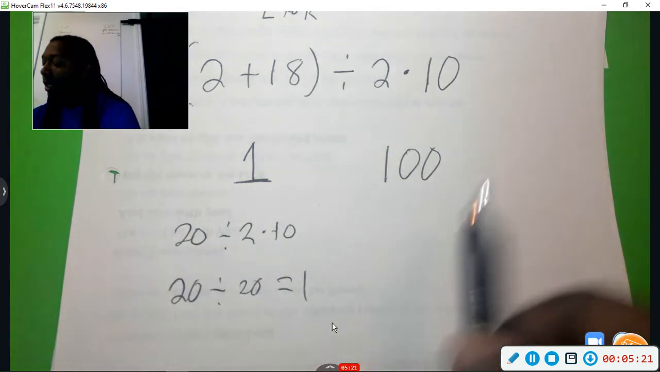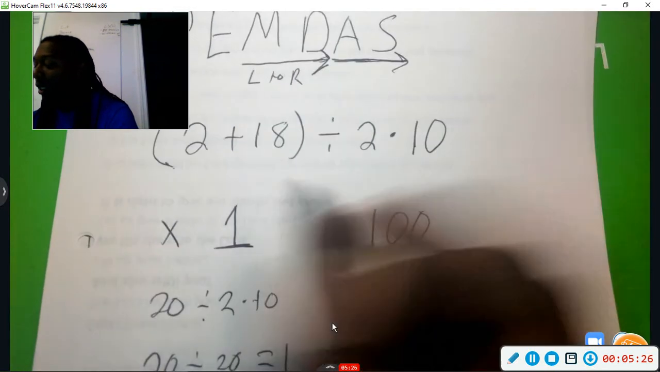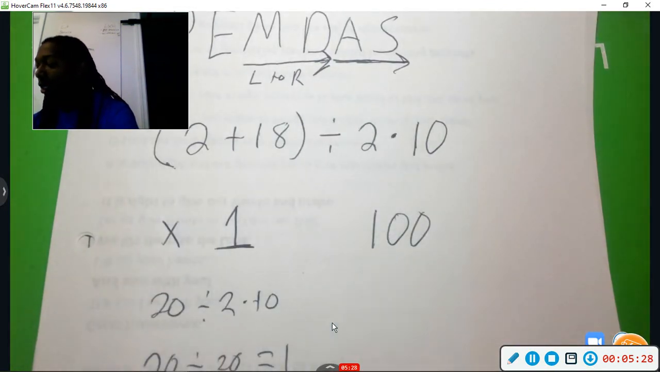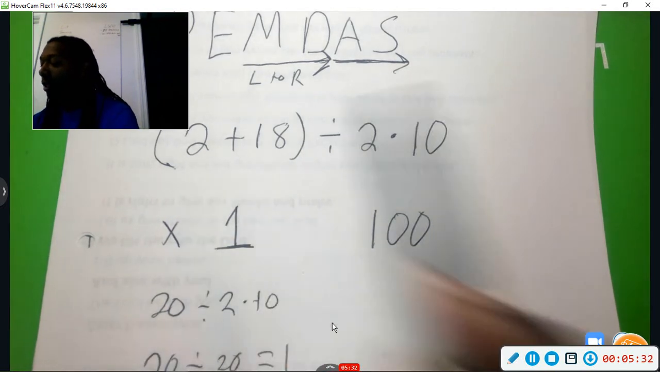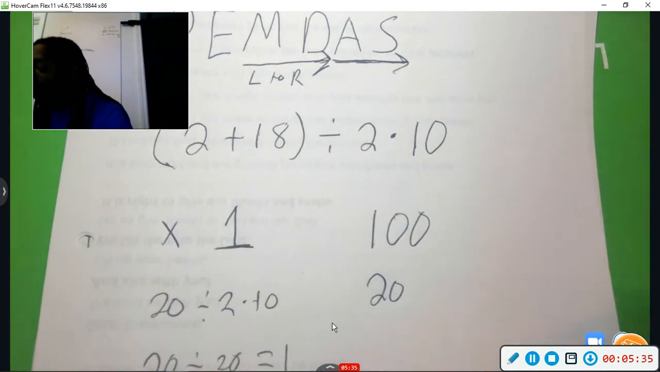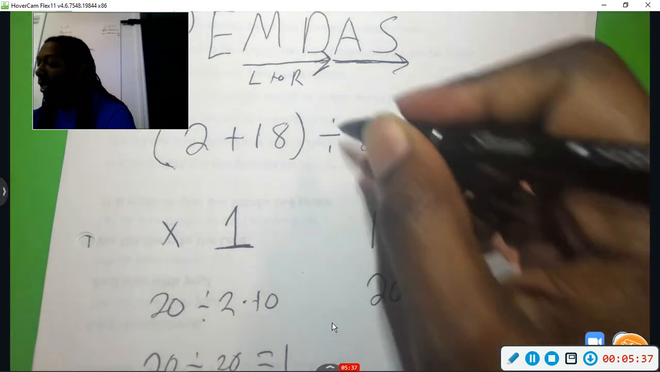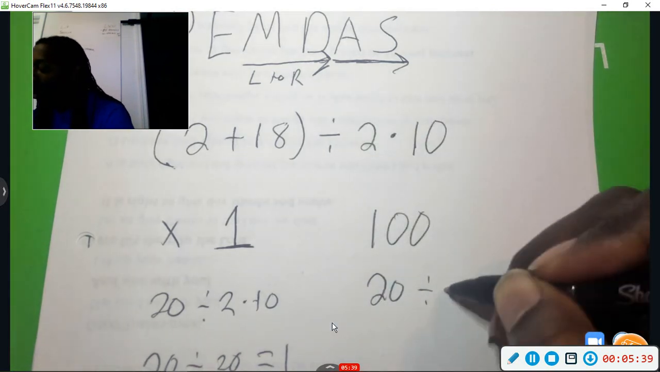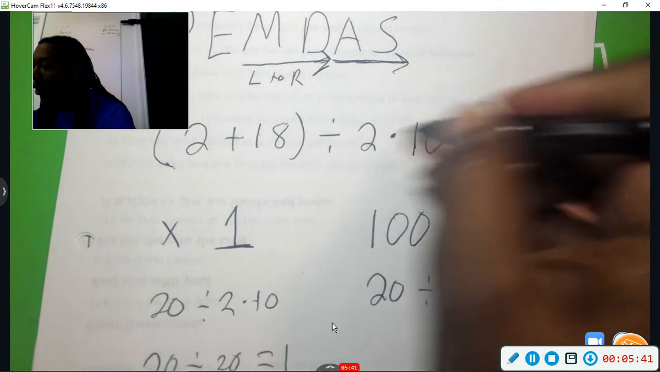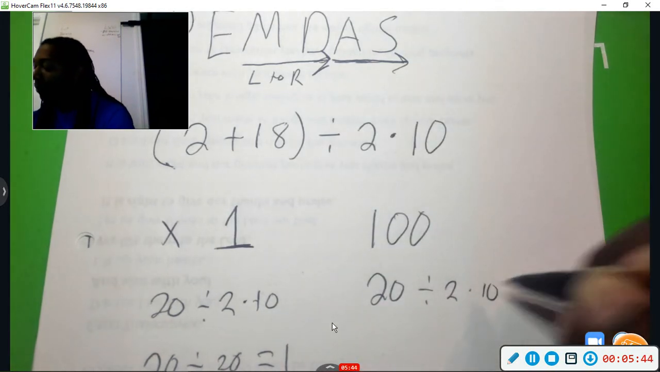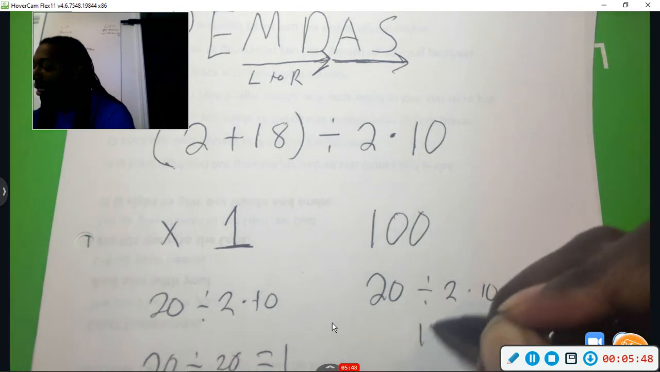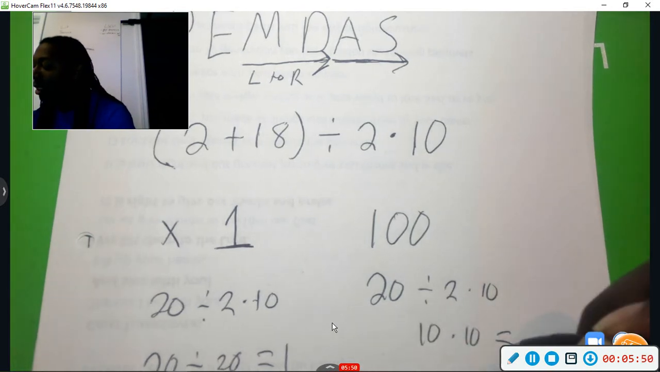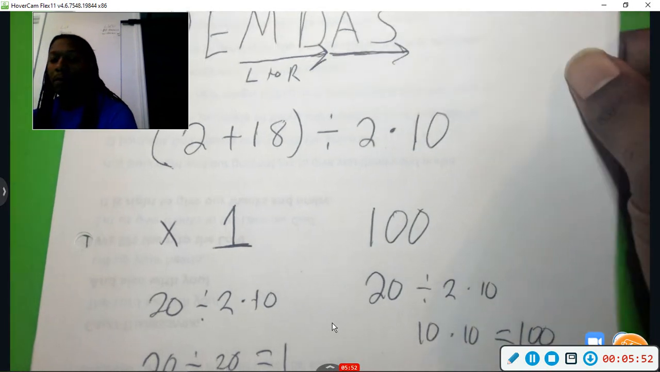Alright, but this is actually not the correct answer. You can put this in a calculator just like it is, and it will give you 100. So what you actually should do, you still do the parentheses first, 2 plus 18, and that will give you 20. And then divide by 2, because you have to go left to right, multiplication or division, whichever one comes first. Divide by 2, 20 divided by 2 gives you 10, and then times 10 gives you 100.